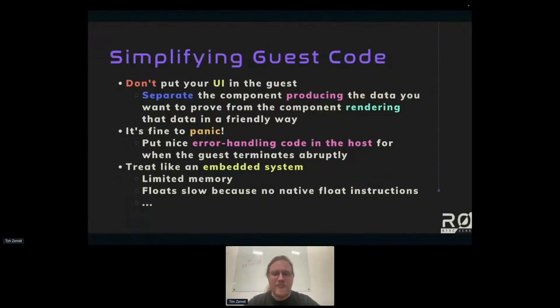I also want to think about keeping the guest code relatively simple, because the RISC-V architecture we're using is small, it's lightweight. As Jeremy mentioned earlier, you want to be treating it a bit like an embedded system. So don't put your UI in the guest. You want to separate the component that's producing data from the component that's rendering the data to your users. And that's often a good design pattern anyway. But in the guest, you want what can be proven.